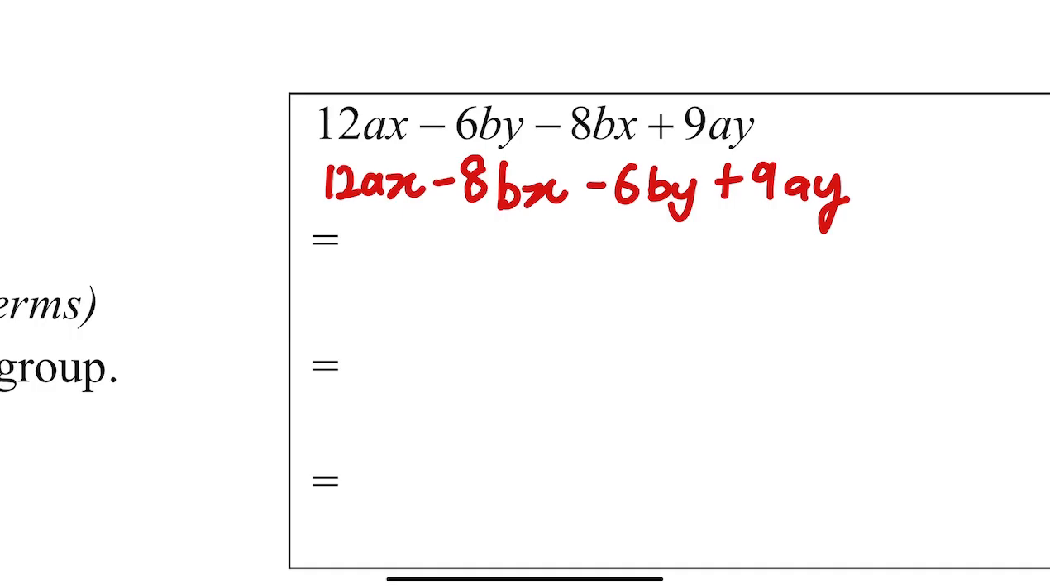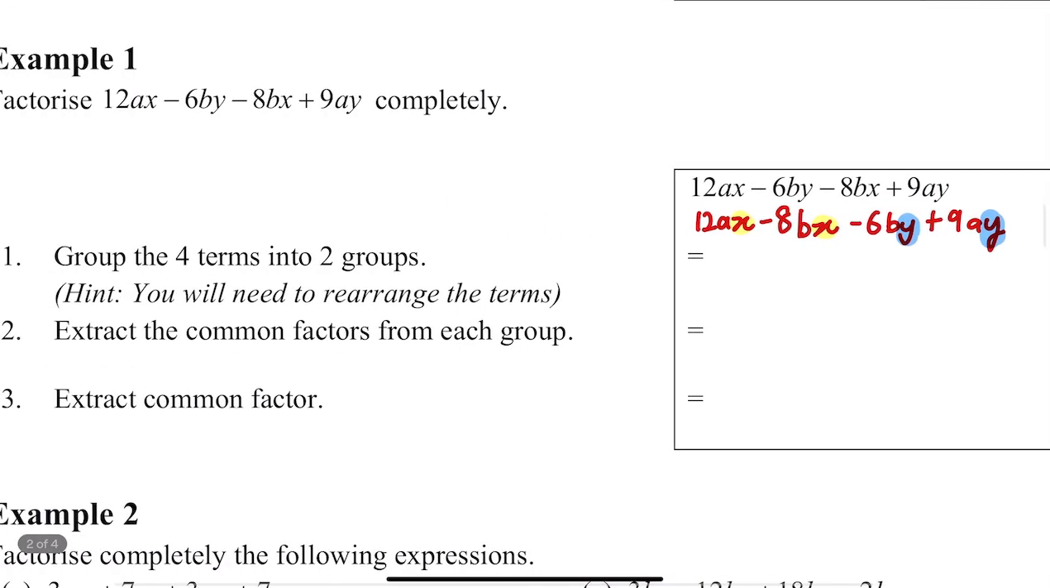So now I look at the first 2 terms. I have 12ax and minus 8bx. I have a common factor here, which is x. And for my third and fourth term, I notice that I also have a common factor, which is a y. Let me highlight that. This y here is a common factor. So now I can move on to the next step.